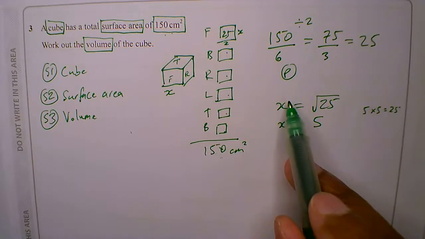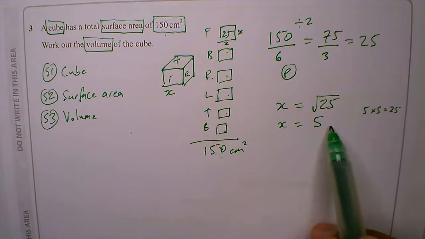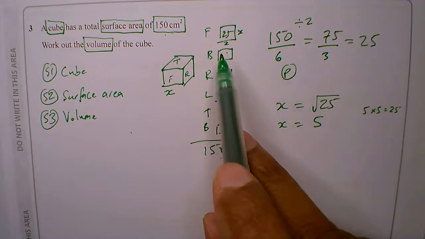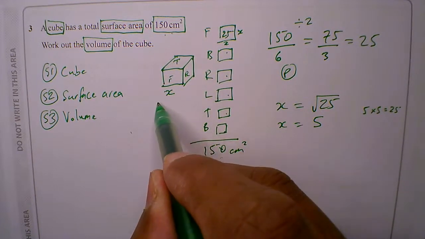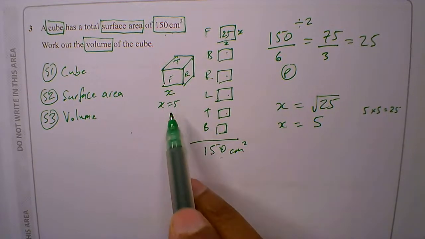Okay, so 5 times 5 gives me 25. So the square root of 25 is 5. So now I know what my length is. X equals 5. So how do I work out volume?